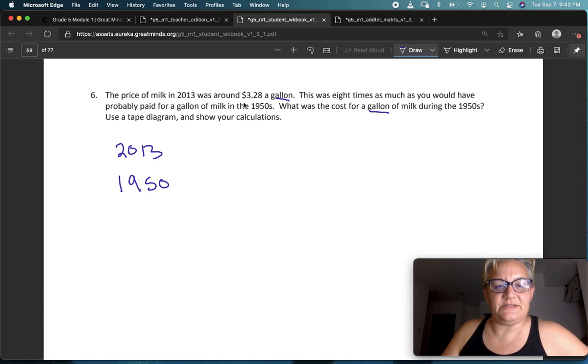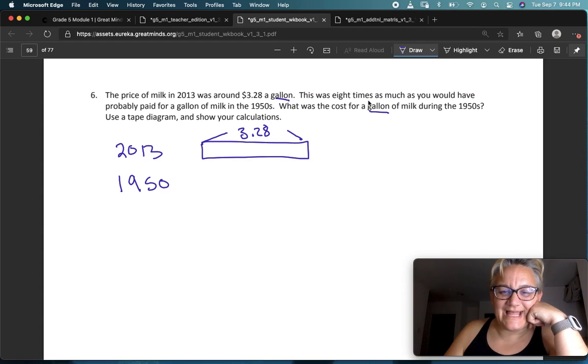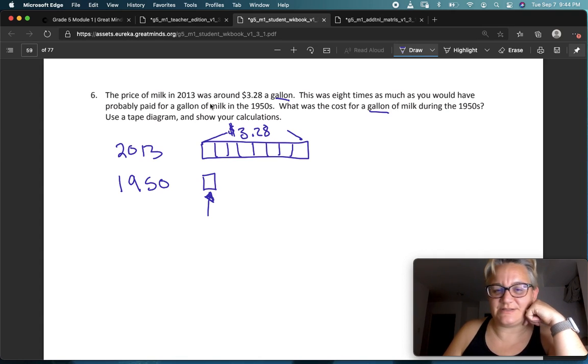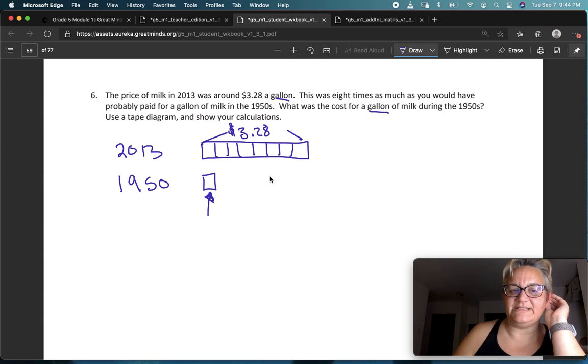All right, the price of milk in 2013 was $3.28. That was 8 times as much as you would have probably paid for a gallon of milk in the 1950s. 8 times. So let's divide this into 8. 1, 2, 3, 4, 5, 6, 7, 8. So this is what you would have paid in the 1950s. Okay, if you're paying $3.28 in 2013. What was the cost for a gallon of milk during the 1950s?